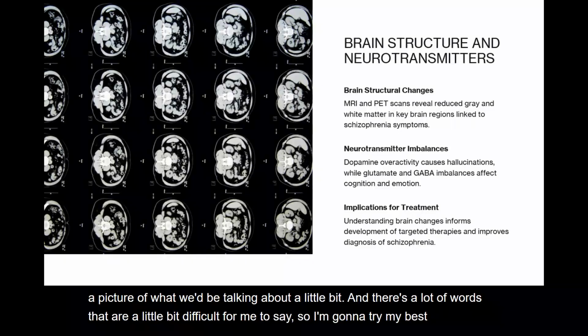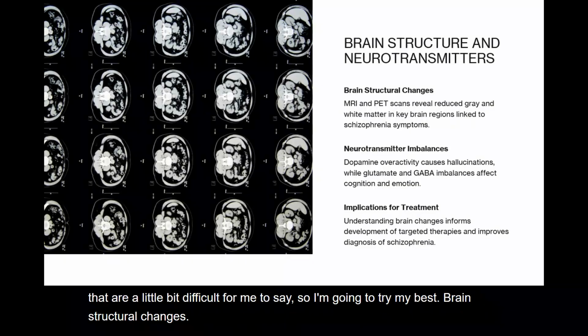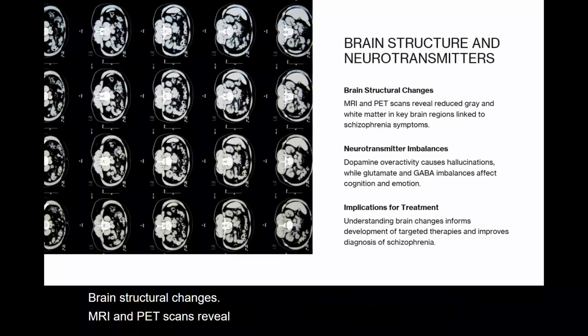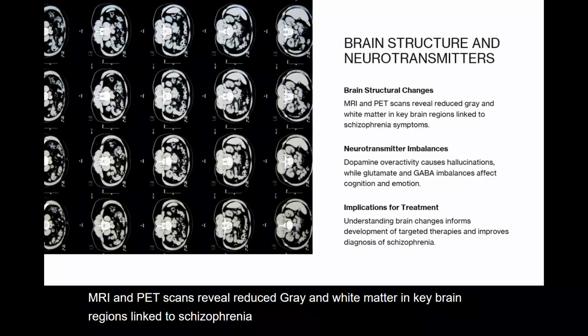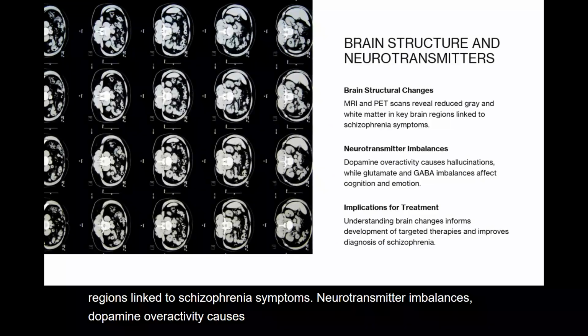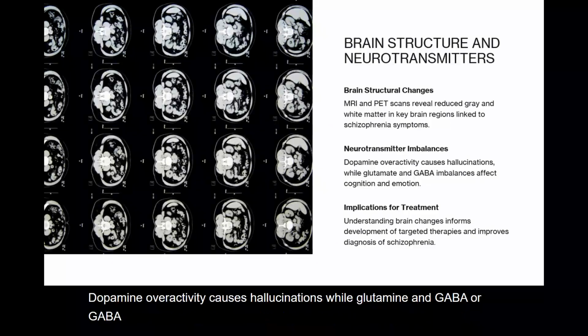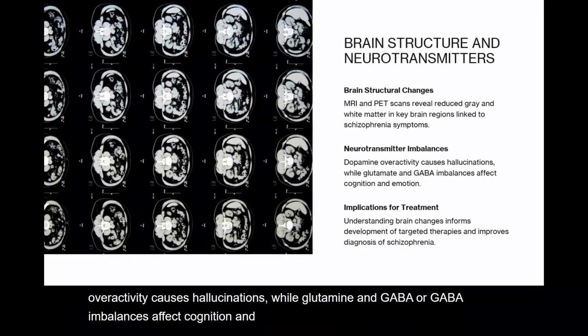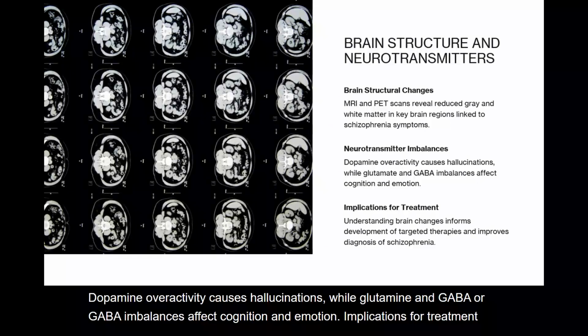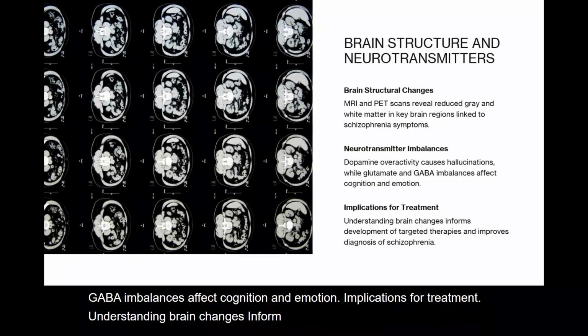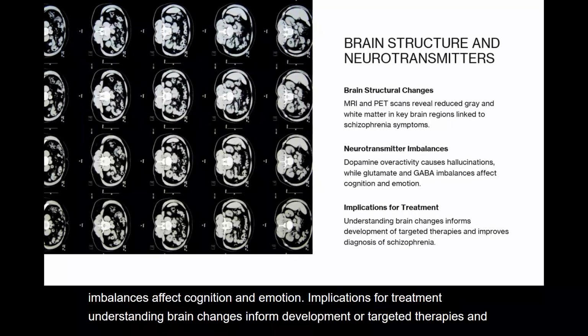Brain structural changes. MRI and PET scans reveal reduced gray and white matter in key brain regions linked to schizophrenia symptoms. Neurotransmitter imbalances. Dopamine overactivity causes hallucinations, while glutamate and GABA imbalances affect cognition and emotion. Implications for treatment. Understanding brain changes informs development of targeted therapies and improves diagnosis of schizophrenia.